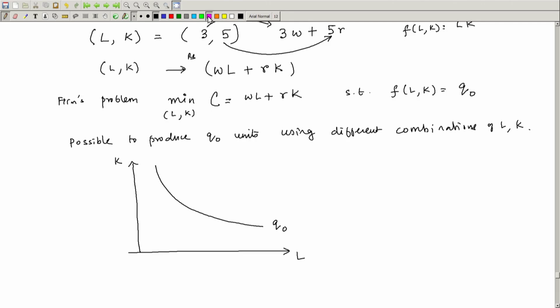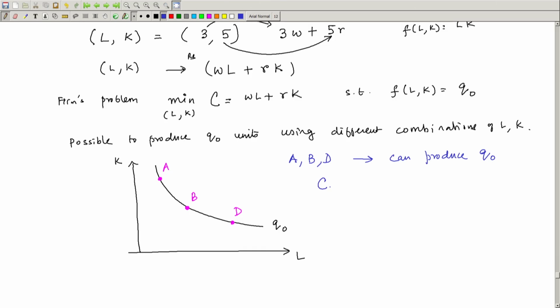So in particular, I could have input bundle A, I could also have input bundle B, and I could also have input bundle D, right? So A, B and D all lead to the same output, can produce Q0 units. But the cost associated with these bundles are going to be different.